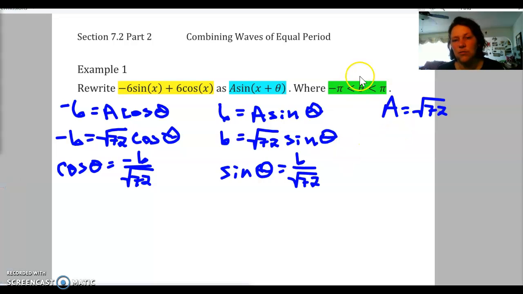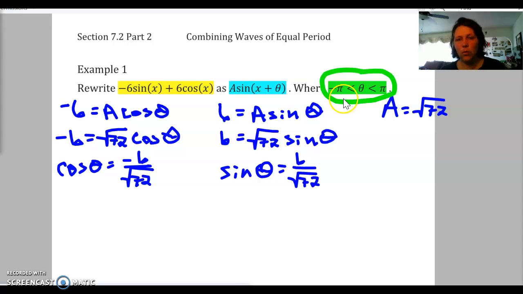Also, I need you to recognize and see this up here. This is kind of the first time that they've done this to us, where we have to have our domain between negative pi and pi. Now, we've talked a lot about negative pi over 2 and positive pi over 2, but not a whole lot about going all the way to negative pi. So that means if our answer is going to be in quadrant 3 or quadrant 4, you're going to have to translate that into a negative angle.